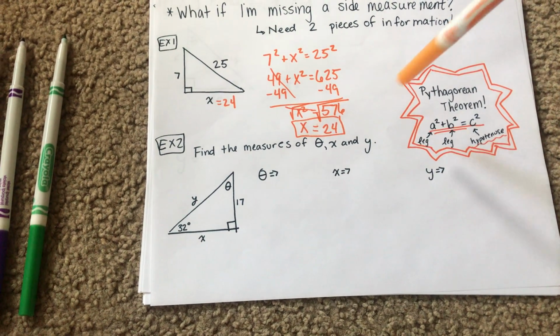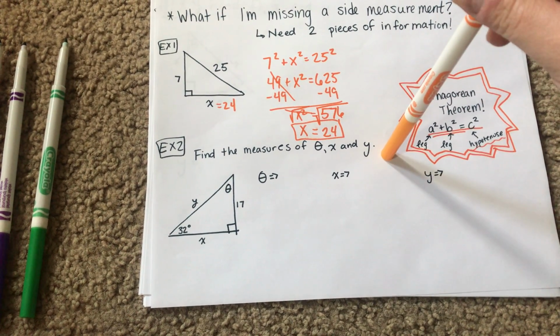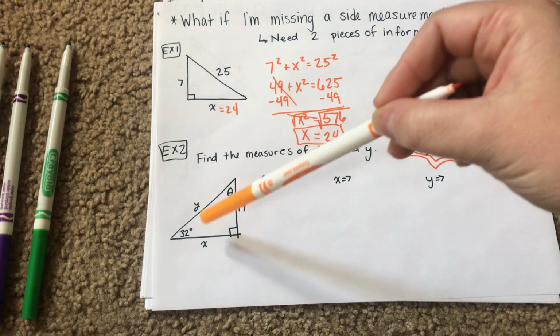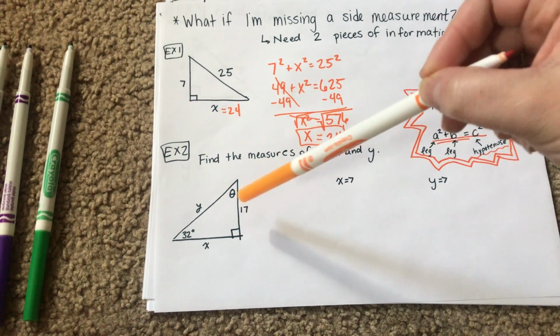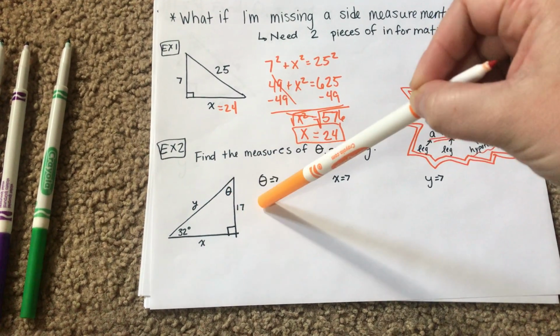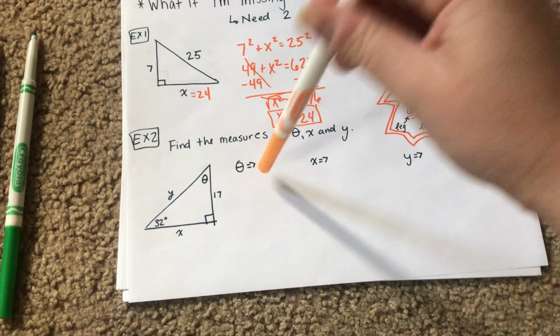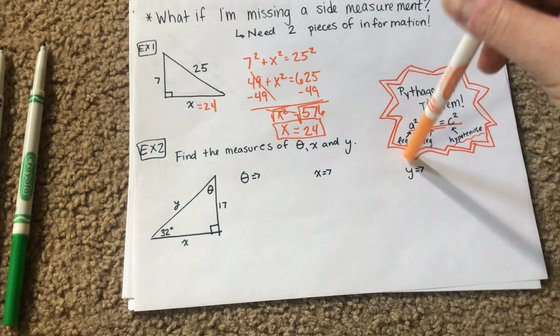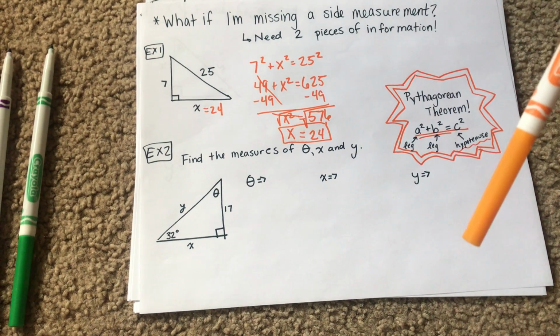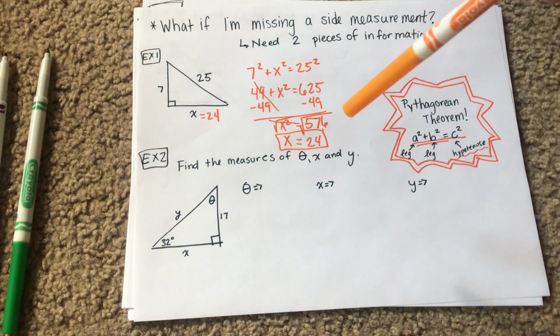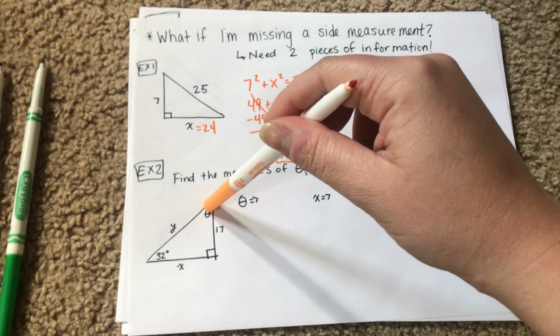Now, example 2 is going to be using a little more trig because we're not necessarily given two sides in this case. We're given an angle of 32 degrees, and we know that 17 is one of our sides. But that's all we really know. So we're looking for theta, x, and y. And when we're doing this, we can really start wherever we want, but I'm just going to start with theta because it's first here. Theta is another angle.